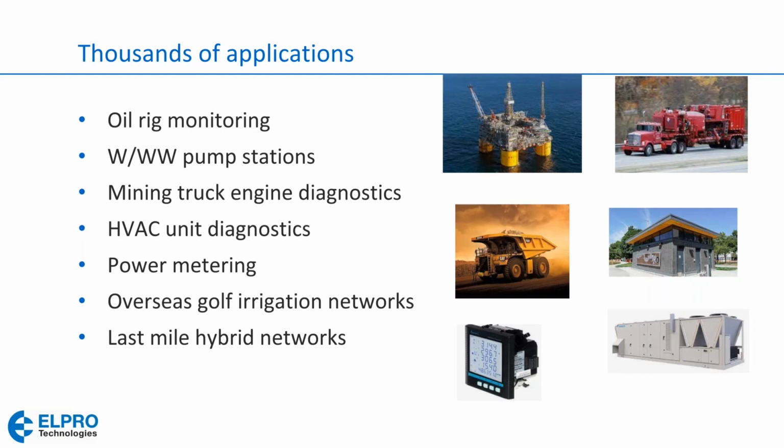So, it just goes on and on. I mean, literally thousands and thousands of different applications. In fact, we've got a customer that has golf irrigation systems. And when they're overseas or in different parts of the country, they can log into the network over the air using our cellular modems and see what the network is doing, how conditions are performing. So just thousands of different applications for these devices here.